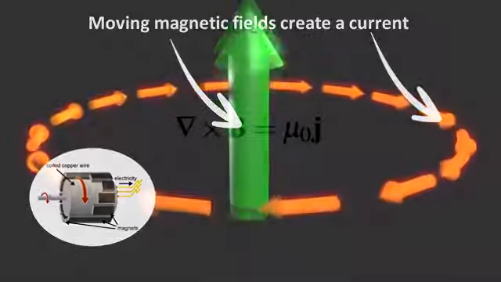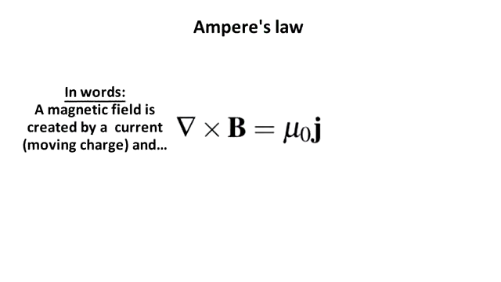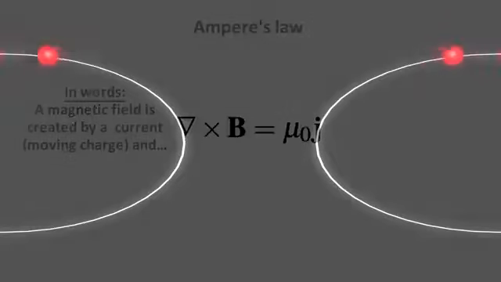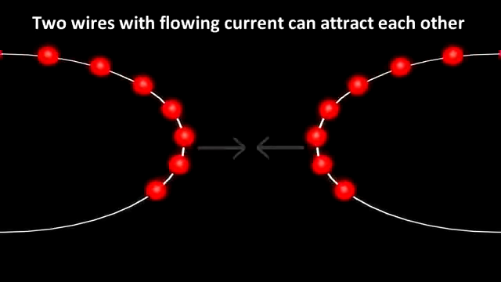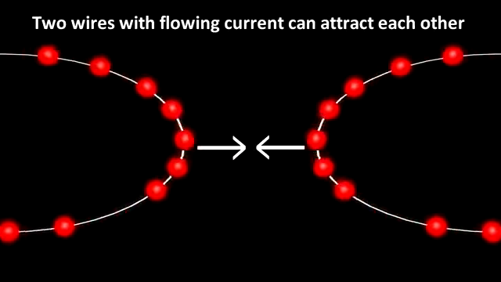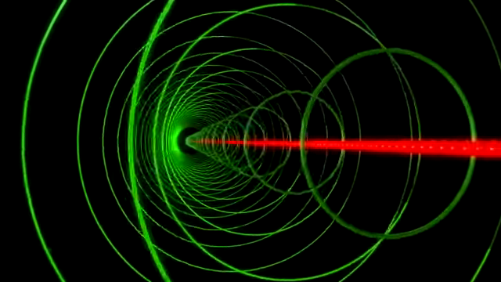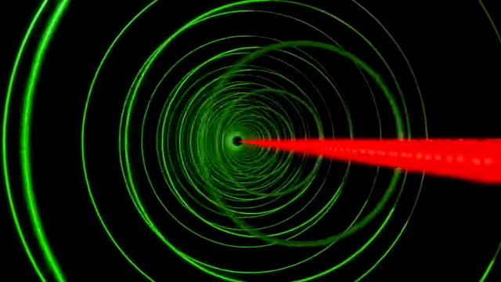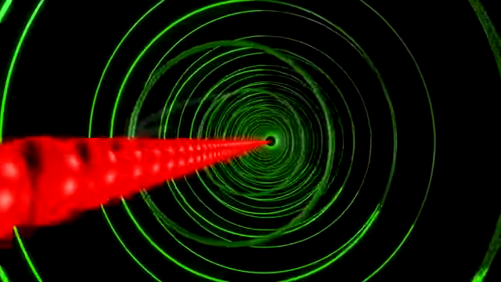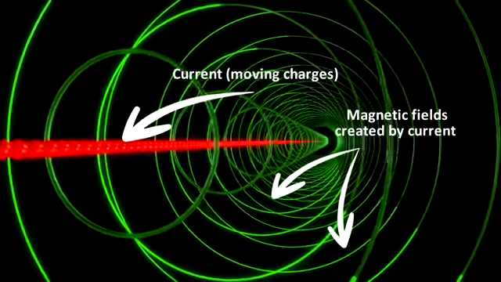The fourth equation is Ampere's law. It basically says that if you have a moving charge through a wire or an electrical current, you generate a magnetic field. In other words, two wires can be attracted to each other if they have current flowing through them. The equation will tell you how strong the magnetic field would be. So if you have a given current flowing through a wire, let's say 1 amp, and you are 1 meter away, how strong would the magnetic field be at that point?